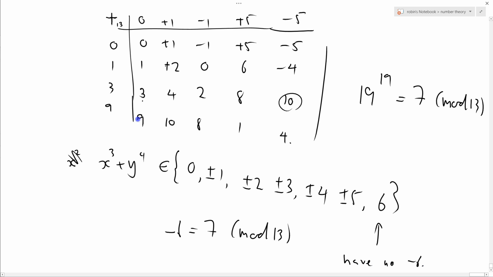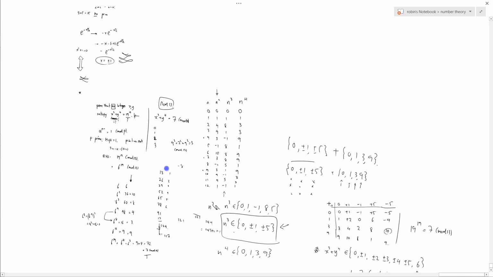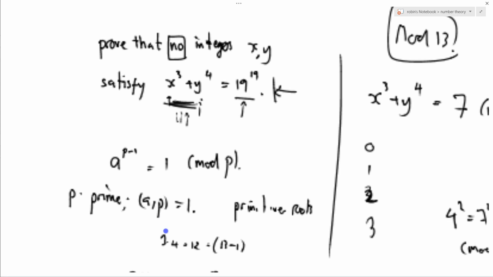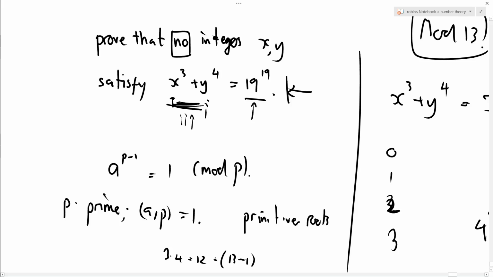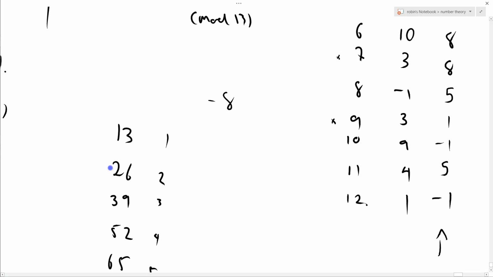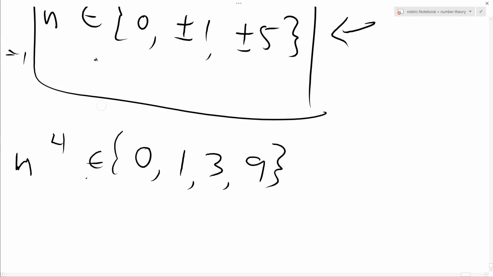So, to prove the original question, which was up here, prove that no integers x and y satisfy x cubed plus y to the 4 equals 19 to the power 19. Consider everything modulo 13, and then observe that the left-hand side can never be equal to 7, and the right-hand side is equal to 7. So that's it, QED. And I'm going to stop there. I think this has been a long one, but quite instructive.